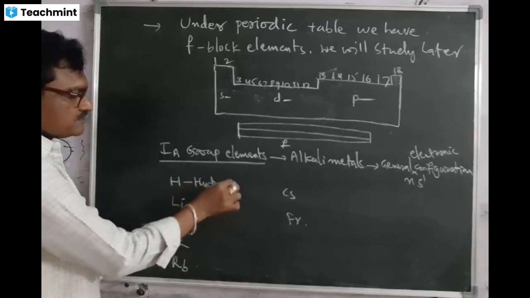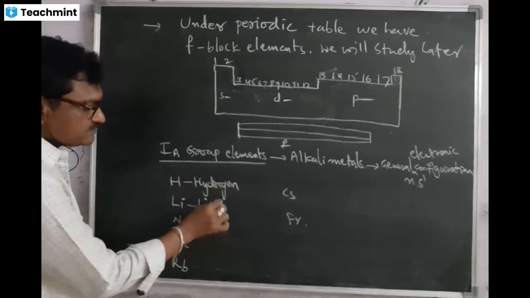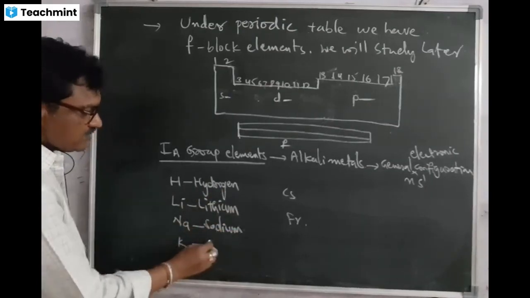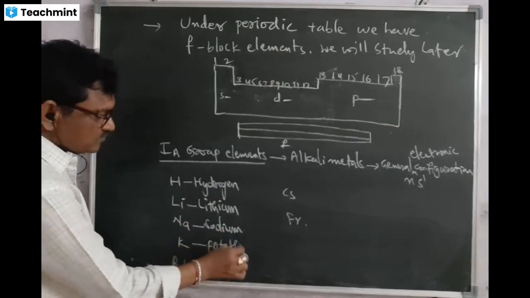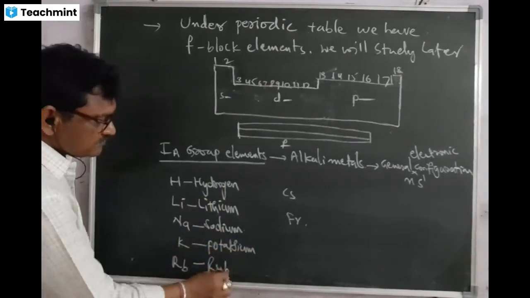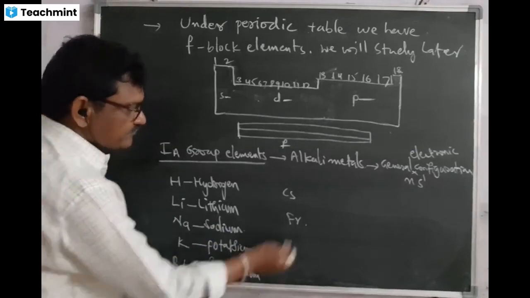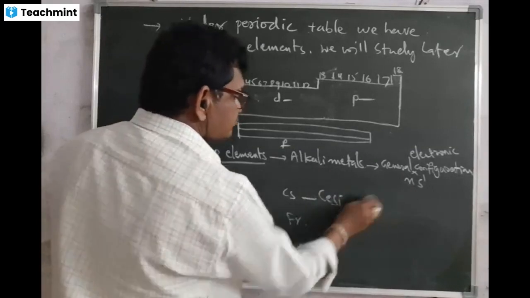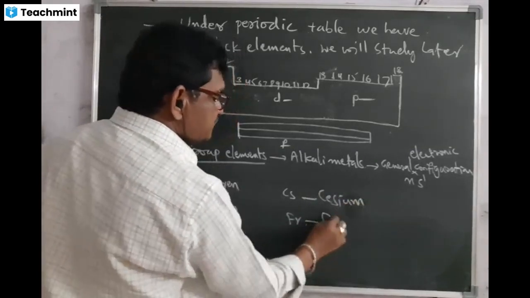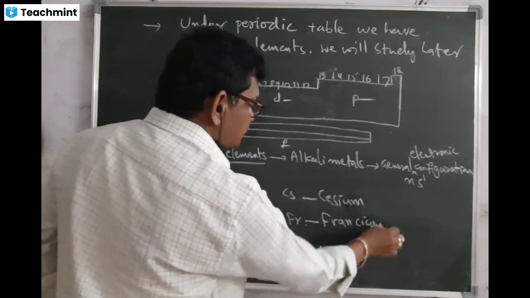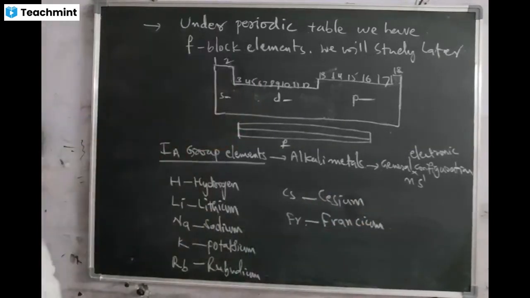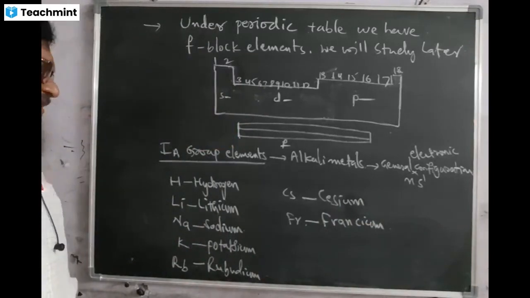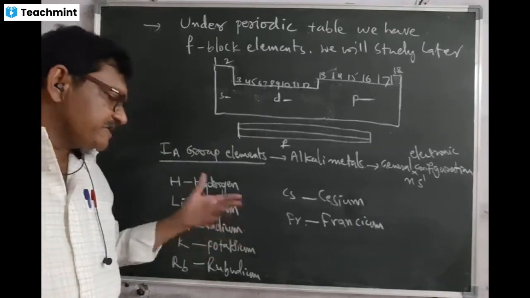Hydrogen, lithium, sodium, potassium, rubidium, cesium, and the last one is francium. These are the elements of the first A group. First A group elements belong to the S block. You should practice, read, and write a number of times.